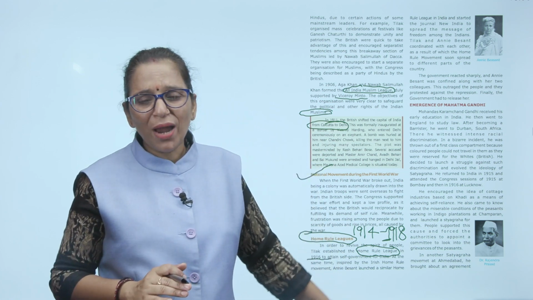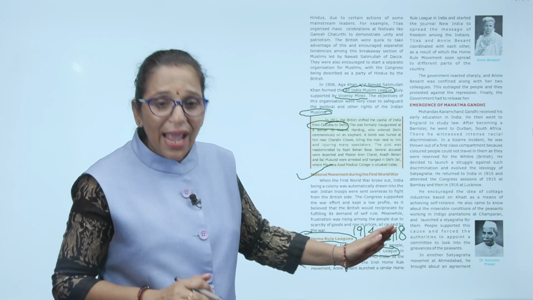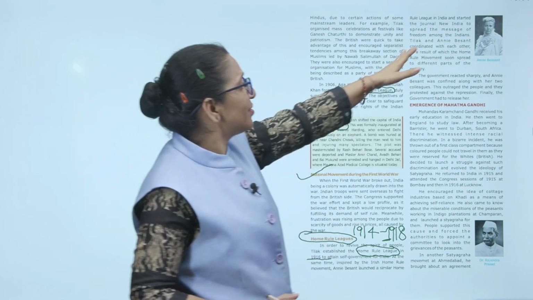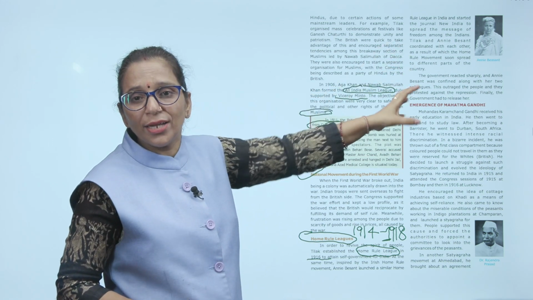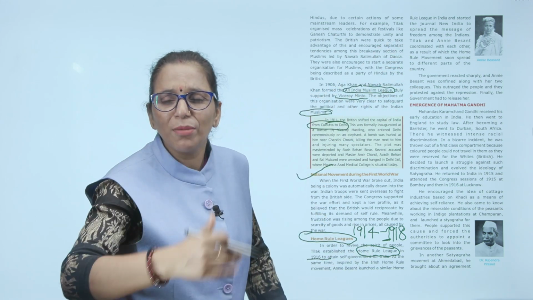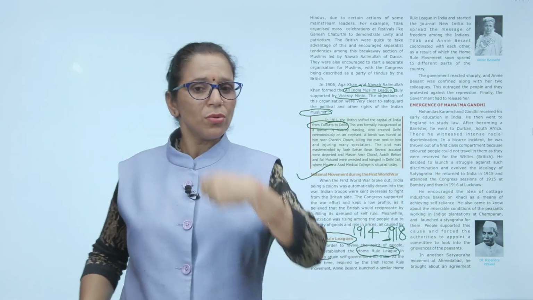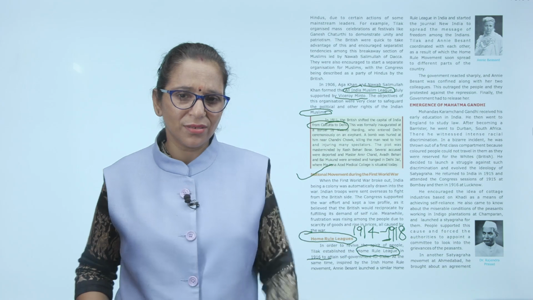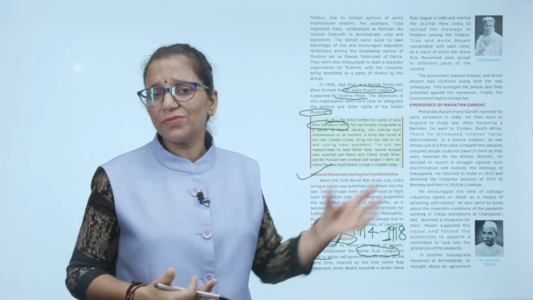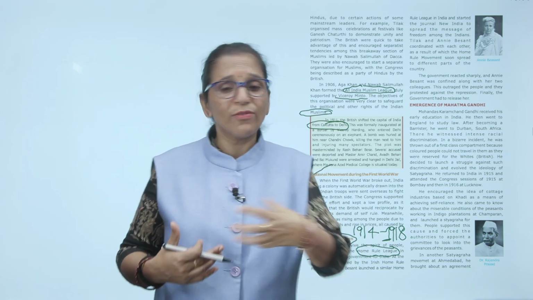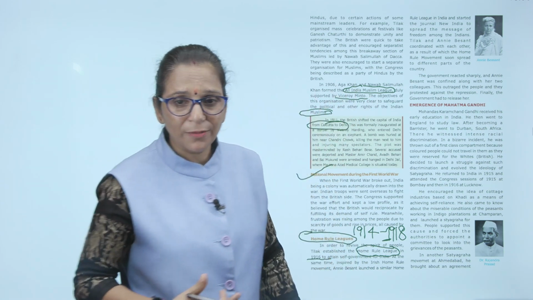At the same time, inspired by the Irish Home Rule movement, Annie Besant also launched a similar Home Rule League in India and started the journal New India to spread the message of freedom among Indians. Think that you people are free. Now you have to rule over India. That is the Home Rule movement. It spread to different parts of the country with the efforts of Tilak and Annie Besant. The feeling of self-governance spread among the people.